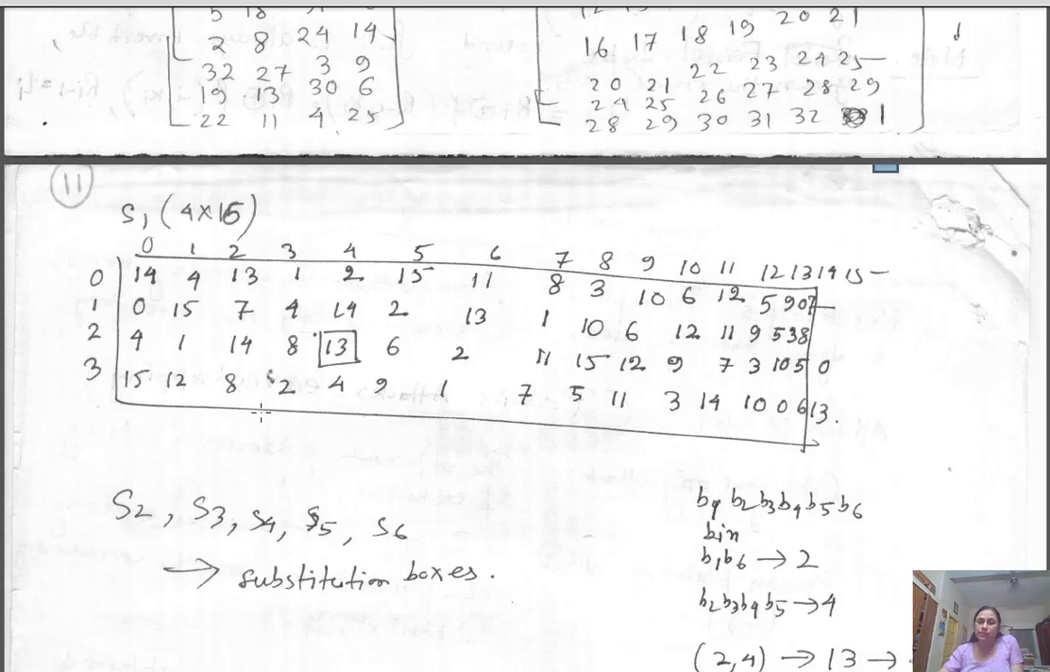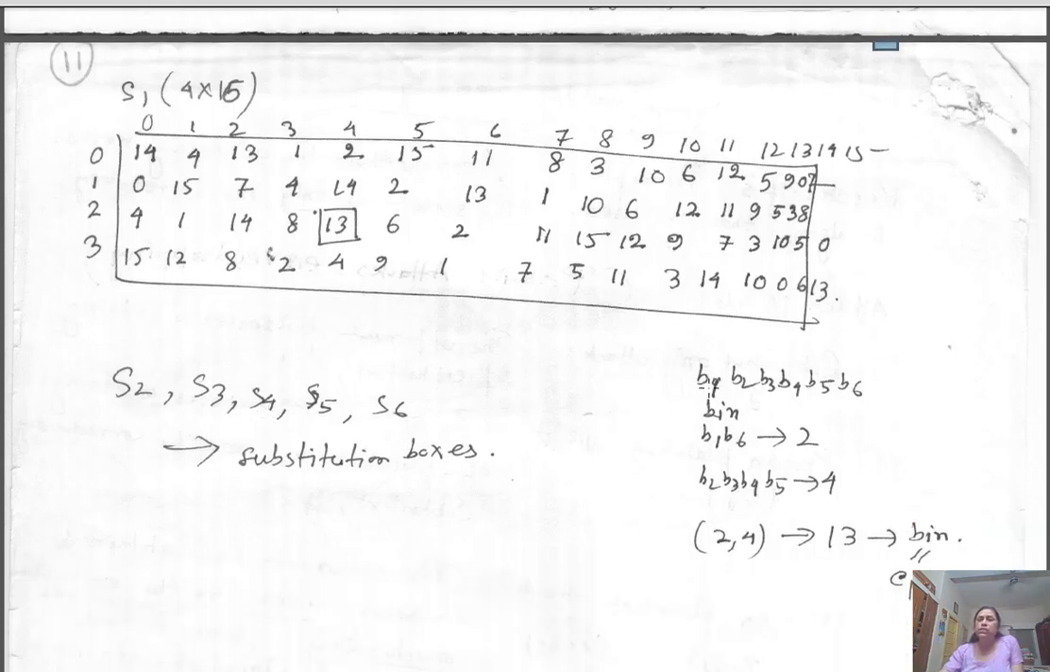So suppose your B has 6 bits, B1, B2, B3, B4, B5, B6. Suppose B1, B6 is a binary representation. When you convert it into an integer, it is 2, suppose. And B2, B3, B4, B5, this is suppose 4. So this will give you the entry 2, 4. It means column 2 and row 4. This is column. This is row. So the 2, 4 element.